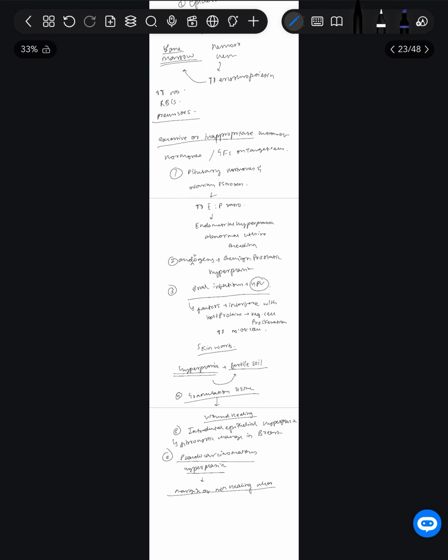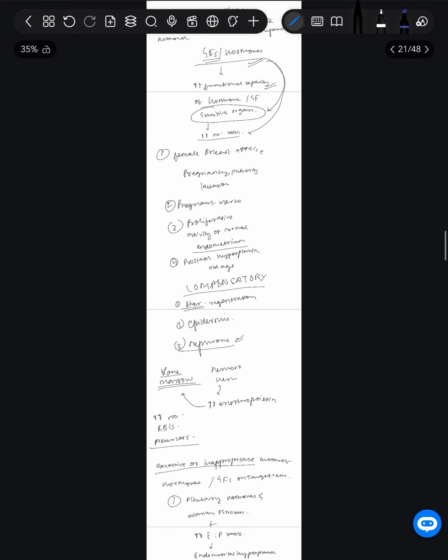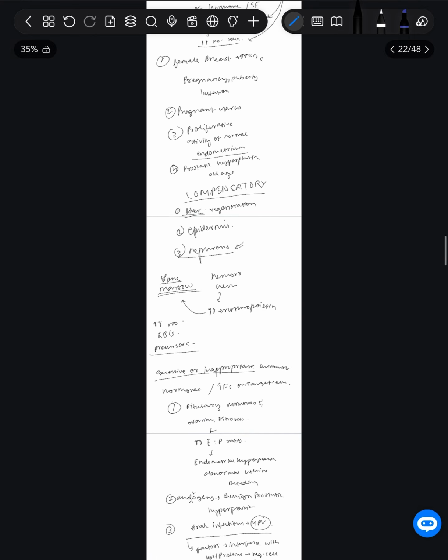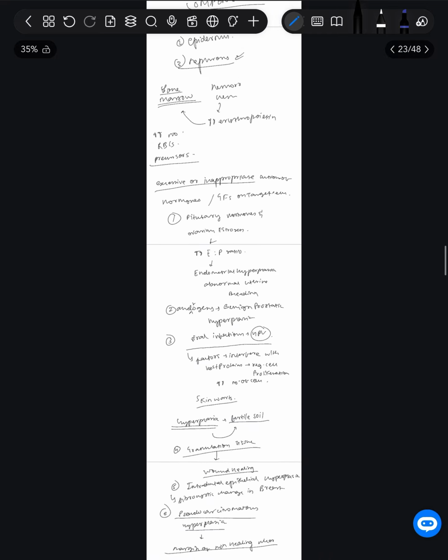So here we are done with hyperplasia. Just remember physiological and pathological. Physiological are more important than pathological, and remember pathological too.